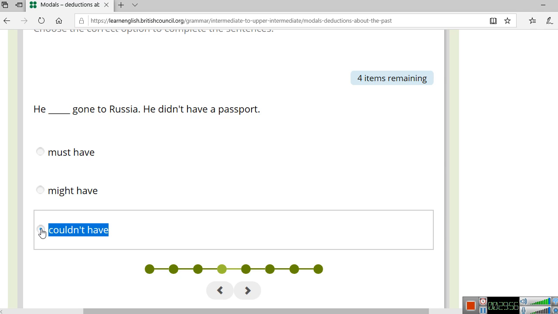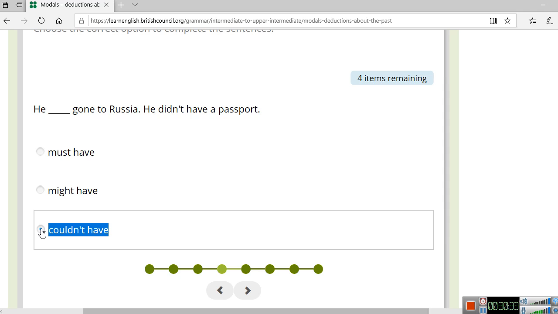Because to travel, the person needs a passport, and it's not possible that he can travel if he doesn't have a passport. So can't is not sure, and 100%. So the probability is not possible. Mm-hmm. It's showing that it's not possible. Very well. That is the reason. Exactly like that. Yeah.